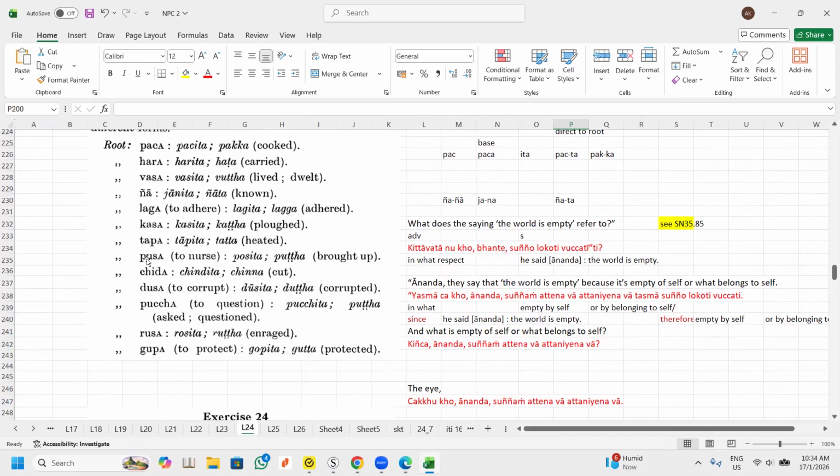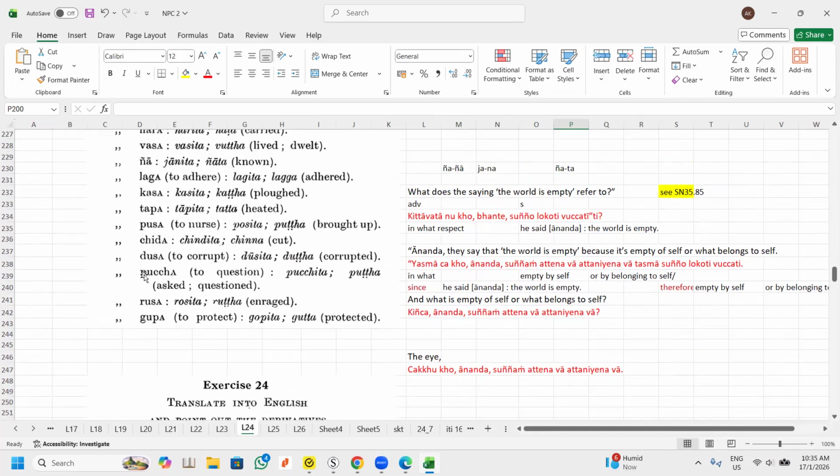Okay, all right. So you see, there is something. This is the grammar. This one is in Samyutta Nikaya 35.8. You see the grammar here: Kitavata nu ko. When you see nu ko, it's basically already a question mark. It's a question. This nu ko is a question mark.